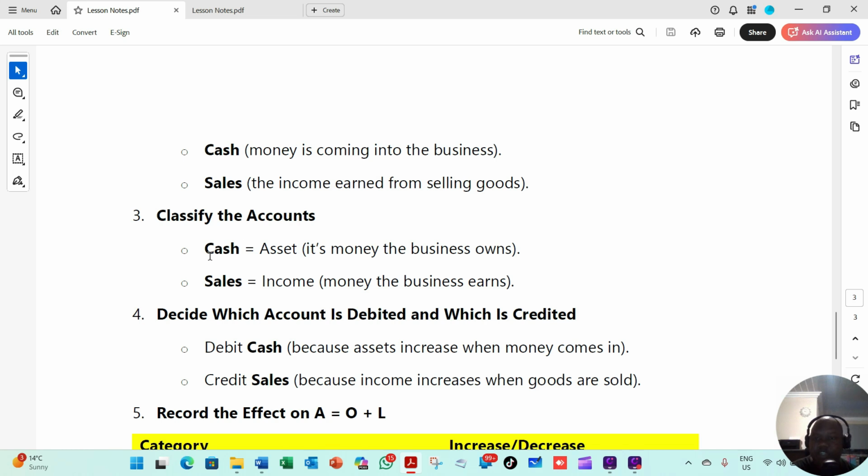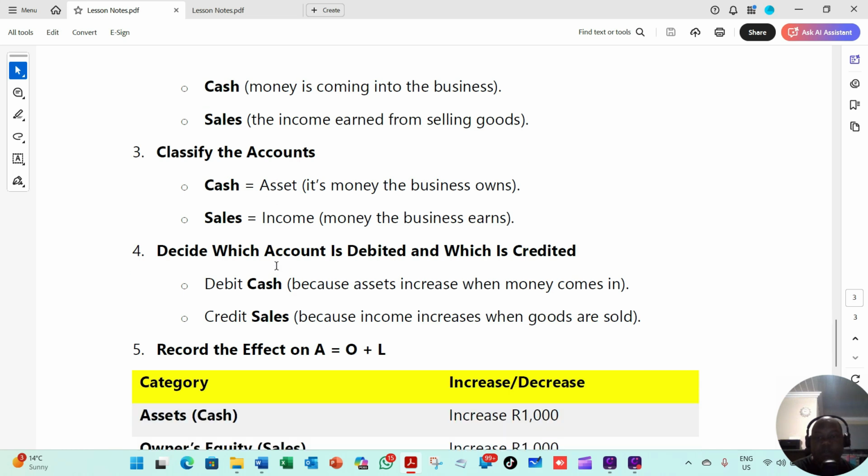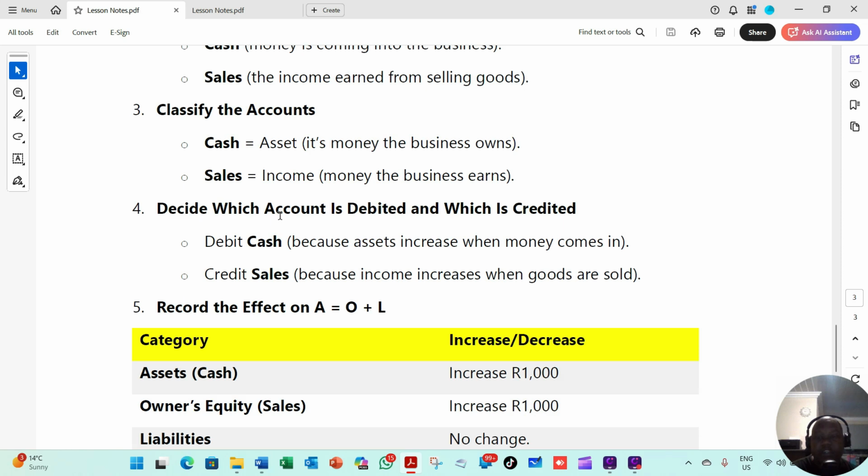And then you say, what kind of an account is cash or bank? It's an asset. And what kind of an account is sales? It's an income. But like I said, here we're just simplifying things. A sales transaction affects 4 accounts. So there will also be trading, inventory, and cost of sales. But let's leave them out for now, and then decide which account is debited and which one is credited.